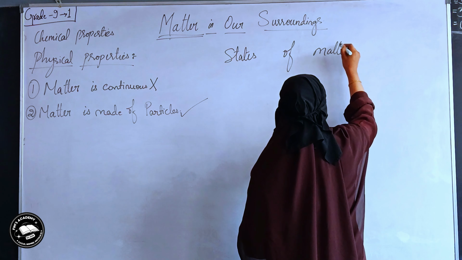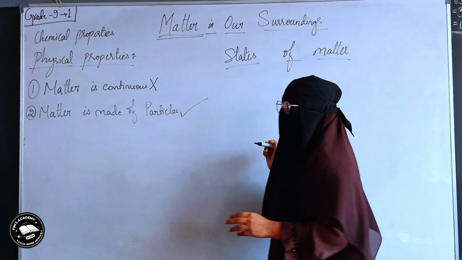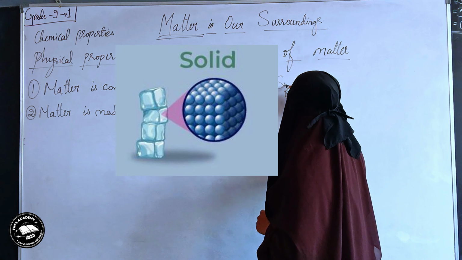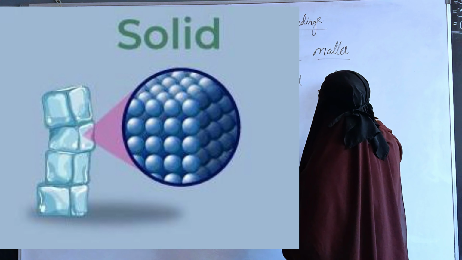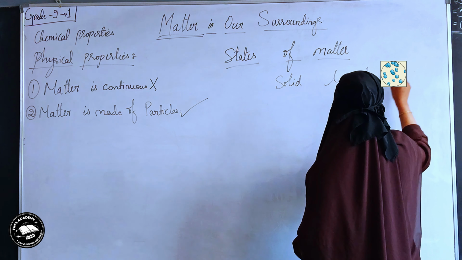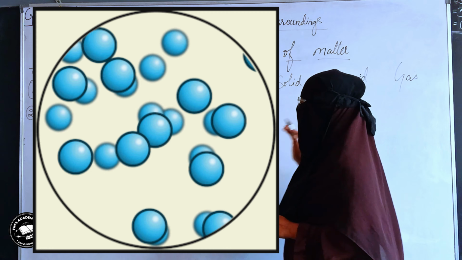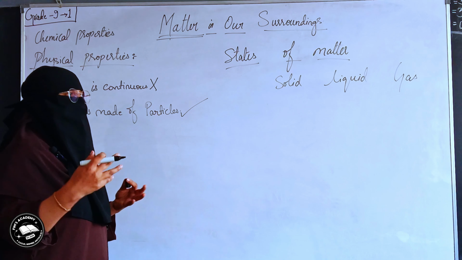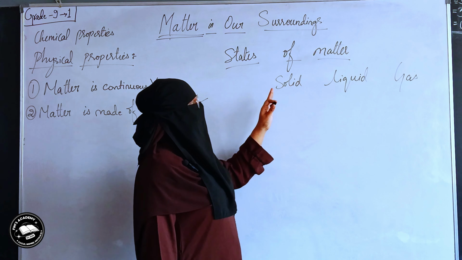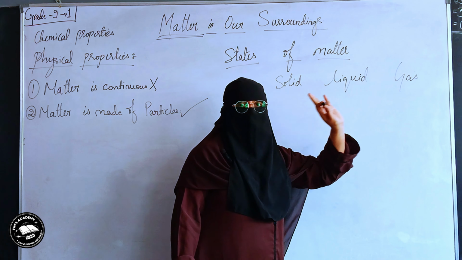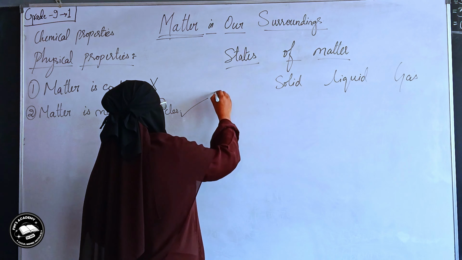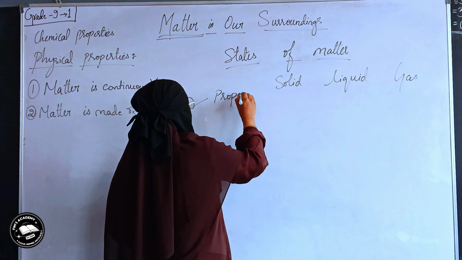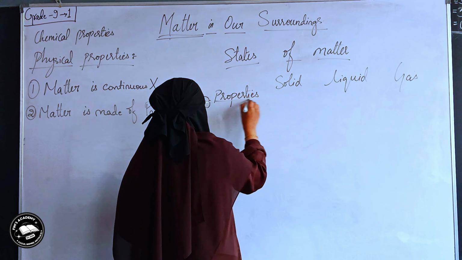If I ask you all what are the three states of matter, it will be at the tip of your tongue. You might say that, ma'am, it is solid, it is liquid, and it is gas. So basically, all the matter that we see around ourselves is present in these three states. First one is solid, then we have liquids, and then we have gases. Now let us talk about their different properties and see the difference between them.